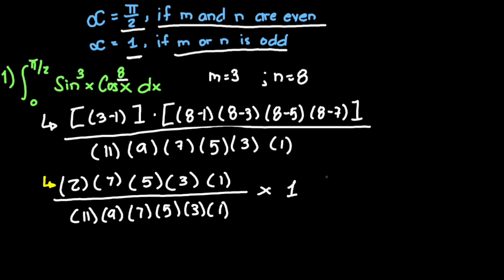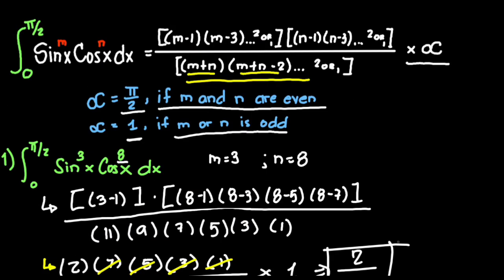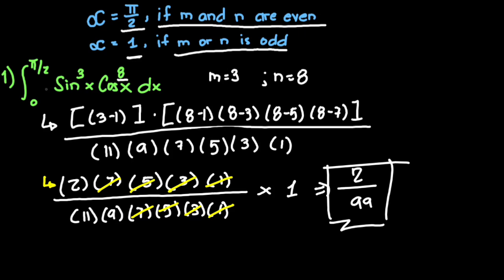We can simplify this by cancelling each other out. 1 and 1 will cancel. 3, 5, and 7. And so the answer for this integral would be 2 over 1 multiplied by 9 would be 99. So this would be the answer for this definite integral of sine raised to the power of 3 of x cosine raised to the power of 8 of x dx.